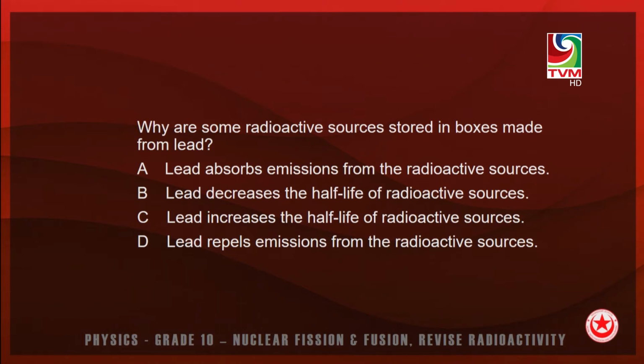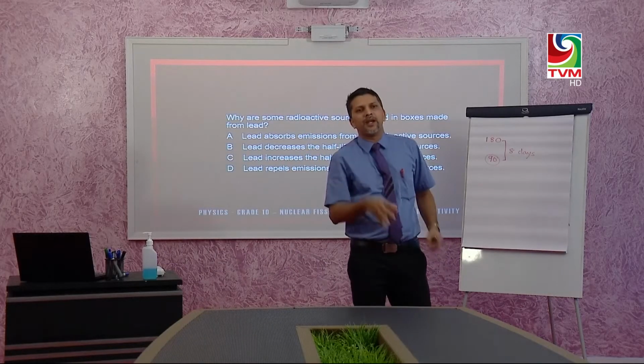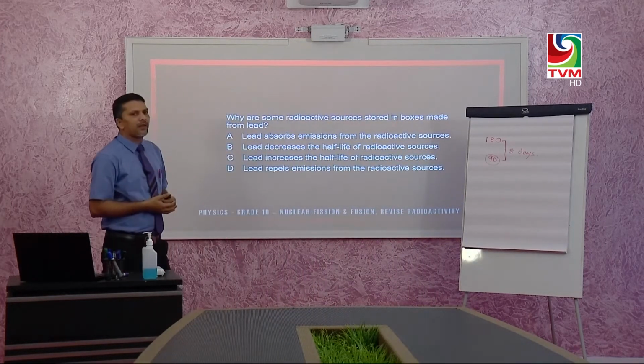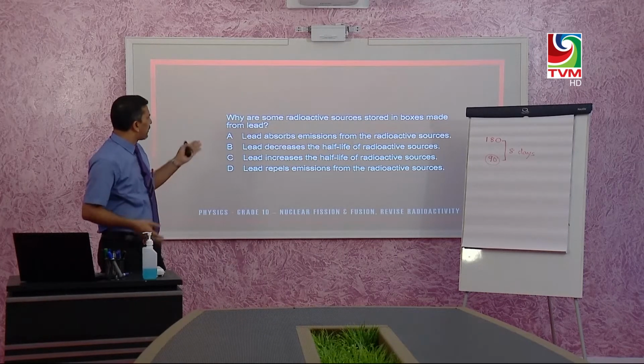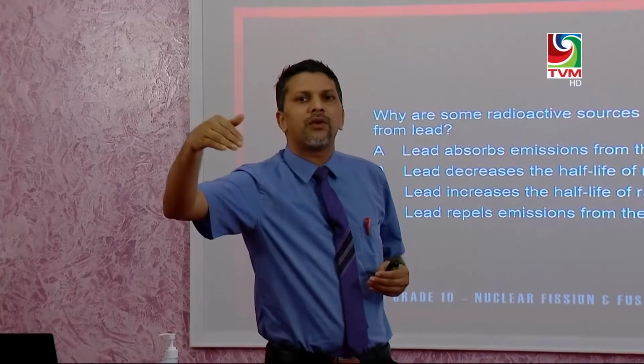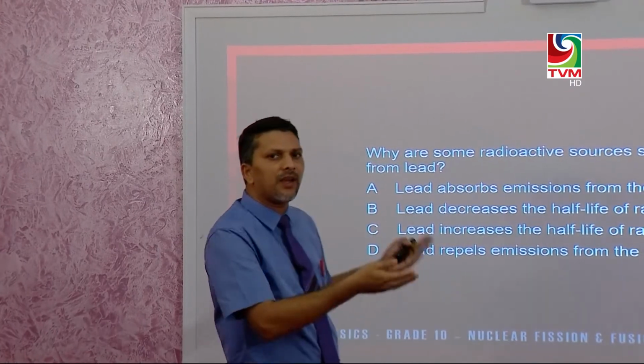Why are some radioactive sources stored in boxes made from lead? We know we always keep radioactive sources in a lead box to protect. Okay, then check which is the correct answer. First one, lead absorbs emission from a radioactive source. Lead decreases the half-life of radioactive sources. Lead increases the half-life of radioactive sources. Lead repels emission from the radioactive sources. Why are we keeping the radioactive source in a lead box? We know lead absorbs alpha rays, beta rays, alpha particles, beta particles, and only very few gamma rays can go outside. So, which is the answer?